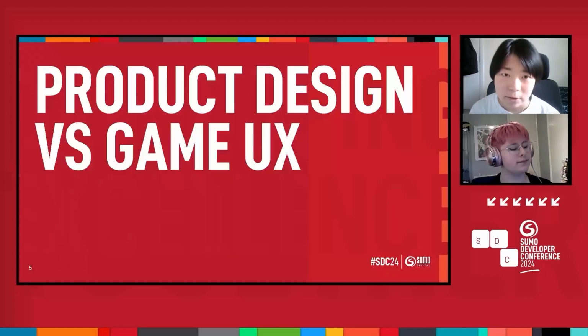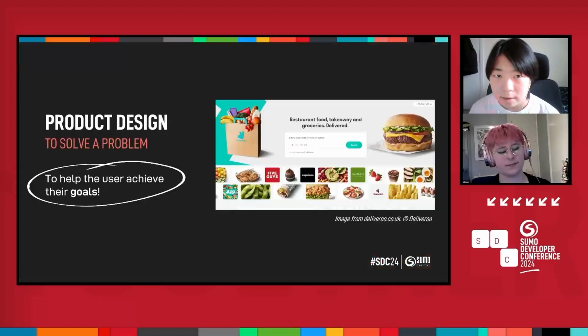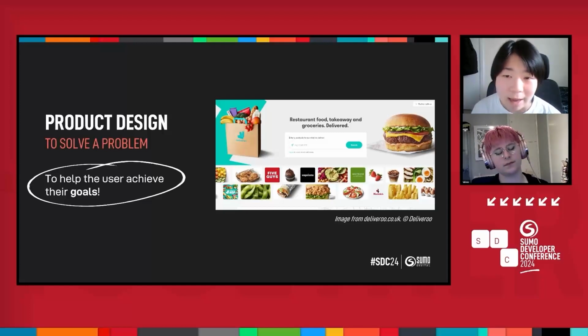Yeah. So, our first topic, product design versus game UX. So, what exactly is product design, or digital product design specifically? It's the combination of research, design, and strategy to create a product that solves a problem or fills a market need. The example that I have here is Deliveroo. When I'm feeling hungry and I can't be bothered cooking, I just type the kind of food that I'm craving at the moment into the search bar, and then I'll get a whole list of restaurants and cafes to choose from.